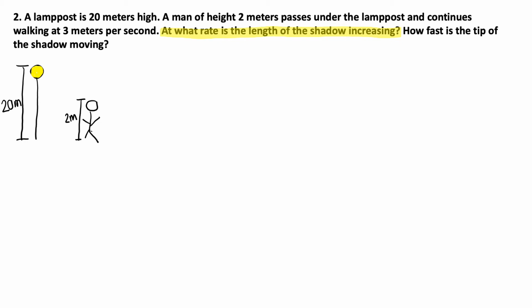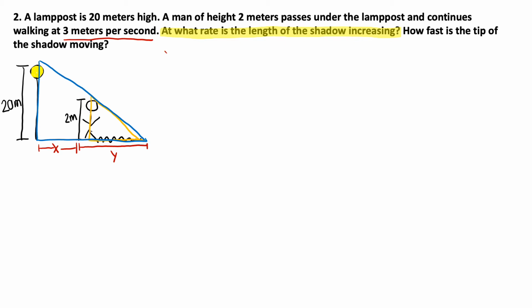So let's go ahead and identify our 2 triangles. Whoops. We have this man, and I'm sure he's making a shadow, and he is one triangle. And then we have our lamp post as triangle number 2. Okay, so in this case, we know the height of the lamppost and we know the height of the man, but that is about it. So I'm going to label this first piece here as X, and then this shadow piece as Y. And it says that the man is walking at 3 meters per second.